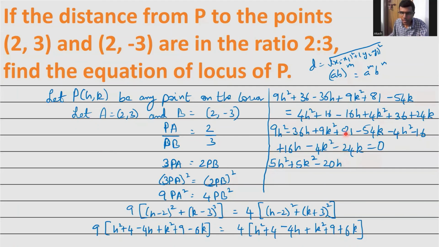Fine. And next, minus 36h plus 16h, and then minus 54k minus 24k. It is minus 78k. And then 81 minus 16, it's going to be 65. Plus 65 is equal to 0. Fine.